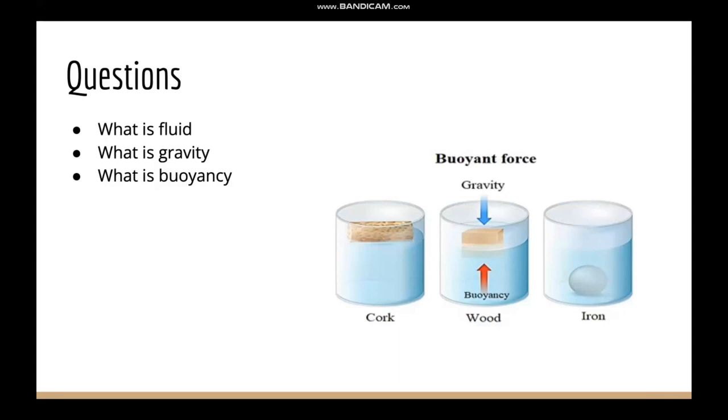Buoyancy is the upward force exerted by a fluid, liquid or gas, on an object placed in it. This force opposes the weight of the object and allows it to float. Buoyancy is governed by Archimedes' principle, which states that the buoyant force on an object is equal to the weight of the fluid it displaces.